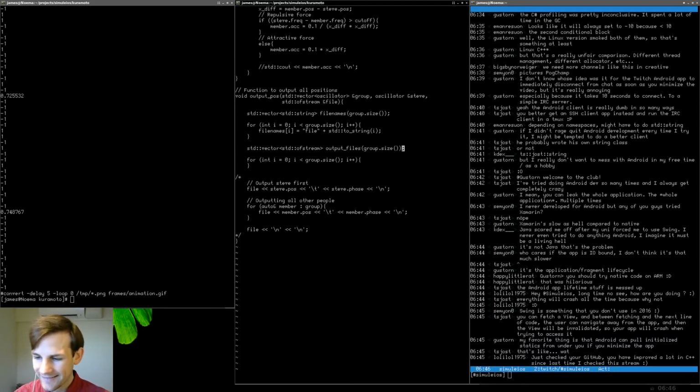Oh, okay. So what are we gonna do then? Output files group.size. What do we have then? Should be okay. Everything should be okay. std::vector.